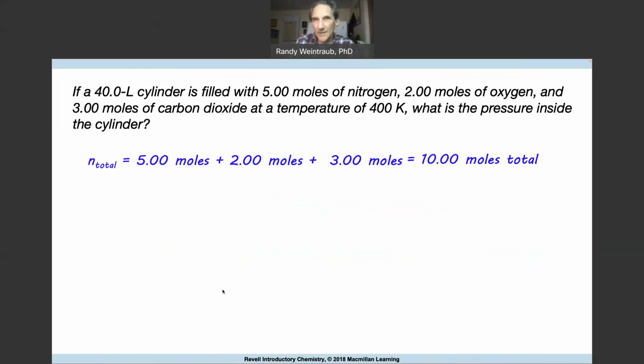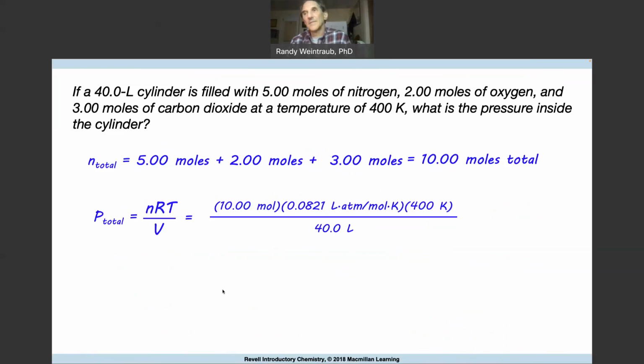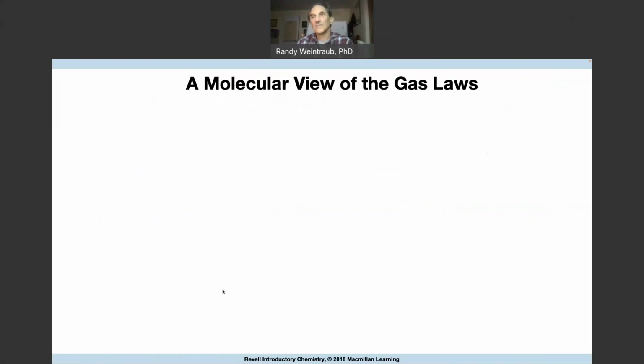Alternatively, a second approach could be to add up the moles, for a total of 10 moles. And as we said, it's independent of the identity of the gases. So we can sum the moles together and solve and come up with the same result.